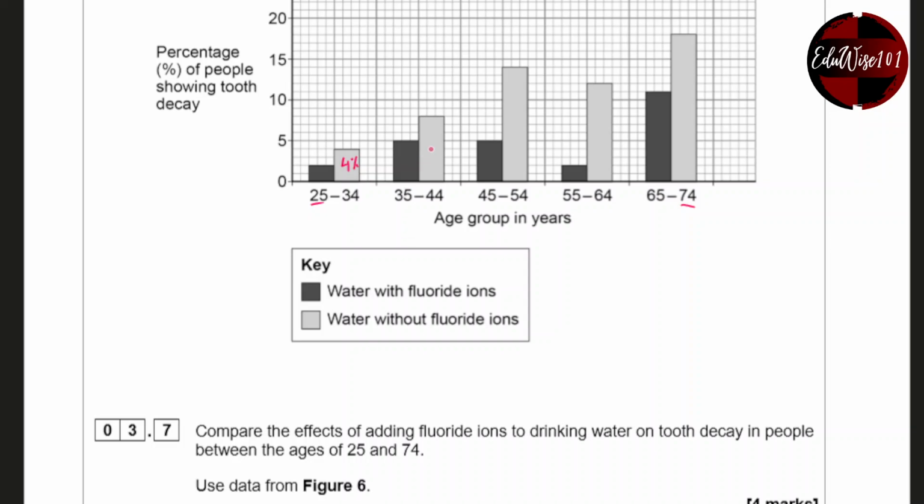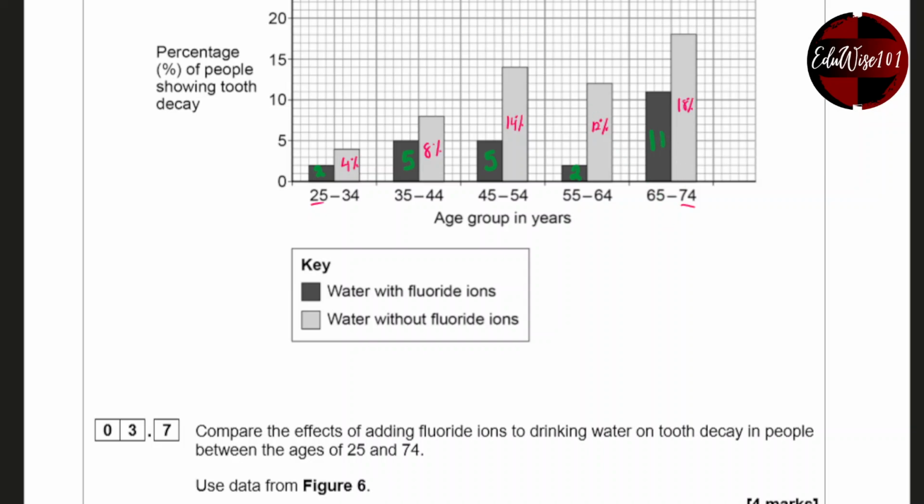So that's 8%, and that's 14%, and that's 12%, and that's 18%. And if I change the color, let's say this is 2%, and that's 5. It's 5 again, 2, and 11.